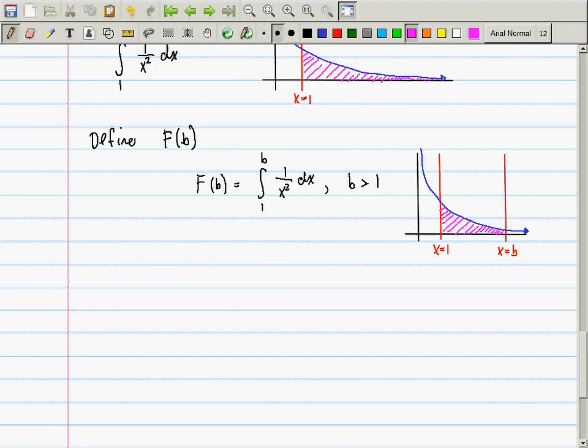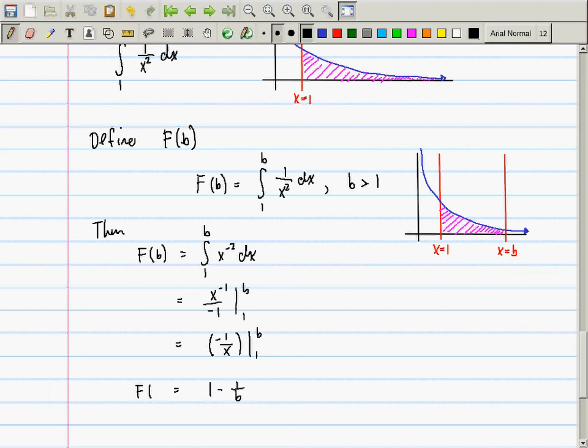So then let's compute this integral. Then f of b, well, that's equal to the integral from 1 to b of x to the negative 2 dx. Okay, so then we can evaluate that. That's x to the negative 1 divided by negative 1 evaluated from 1 to b. Okay, so then this is negative 1 over x evaluated from 1 to b. Okay, and then after plugging in and rearranging, you get that this is 1 minus 1 over b. Okay, so that's f of b. And the thing I want you to realize here in this example is that this, 1 minus 1 over b, that's how much area is in there. 1 minus 1 over b, for any b greater than 1 that you select.